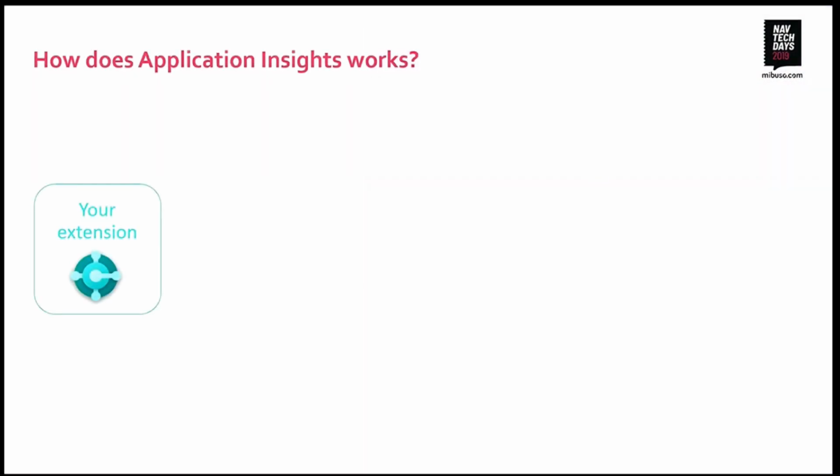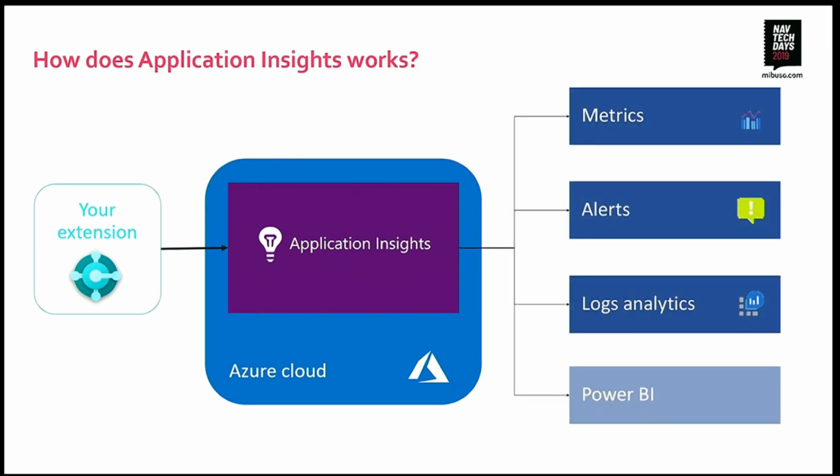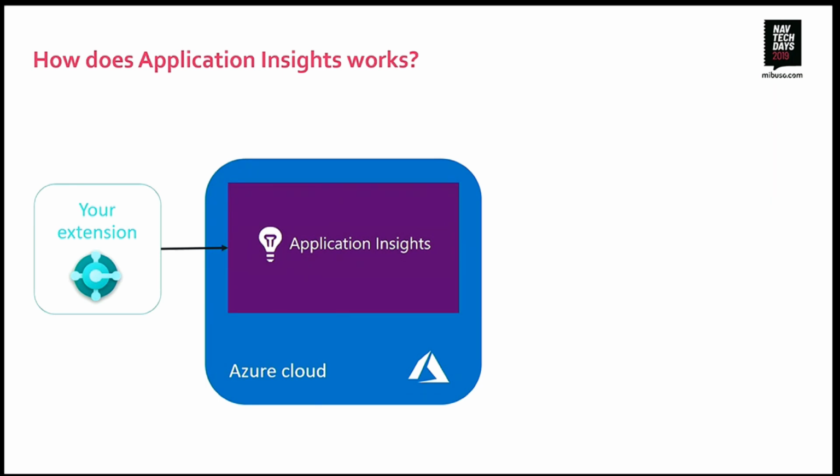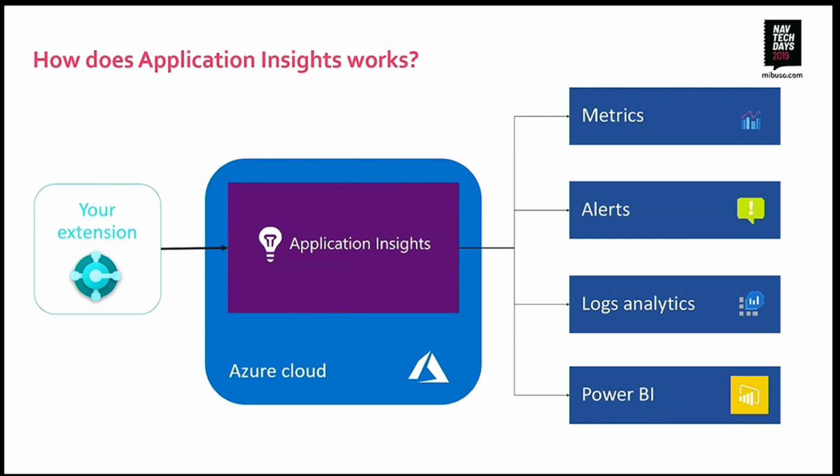So how does it work? You have your extension. The idea is that from your extension you emit events to Application Insights, and from there you can look at some metrics, create some alerts, and get notified if something goes wrong. You can do some analytics and even create a cool Power BI dashboard if you want to do that.